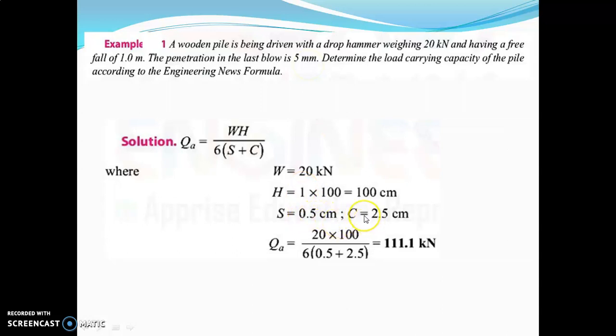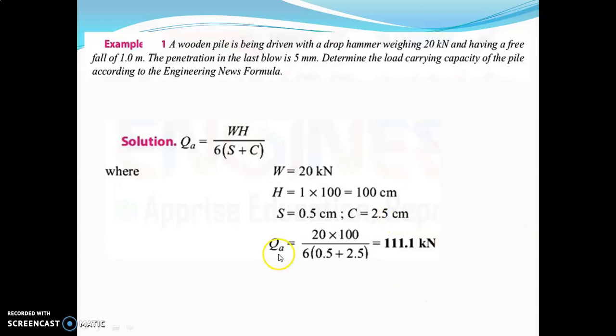You have to write in terms of centimeter only, all other units are also in centimeter. So S is equal to 0.5 centimeter, and C is a constant. For the drop hammer, you have to consider it as 2.5 centimeter. This I have explained while explaining the theory.